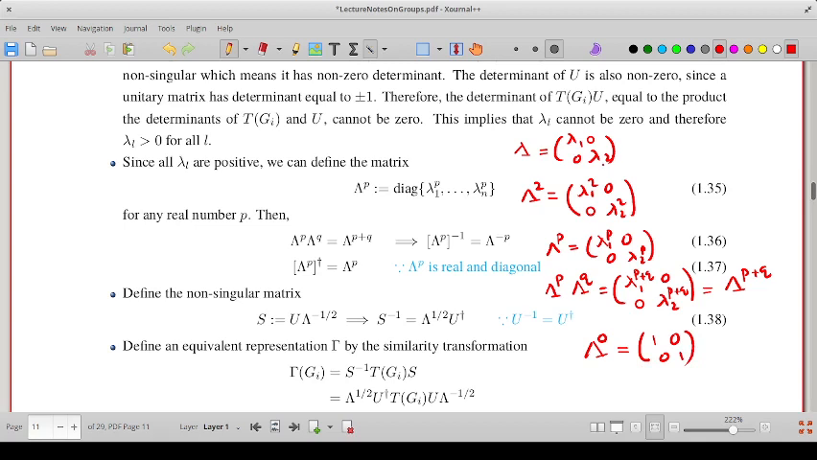Further, since these diagonal entries are real, if I take the adjoint of this, lambda dagger would be lambda 1 star 0 0 lambda 2 star, but lambda 1 is real, and therefore lambda 1 star is lambda 1. Again, lambda 2 is real, and therefore that is equal to lambda 2 as well. So lambda dagger is equal to lambda. And similarly, we can show that lambda p dagger is equal to lambda p as well.